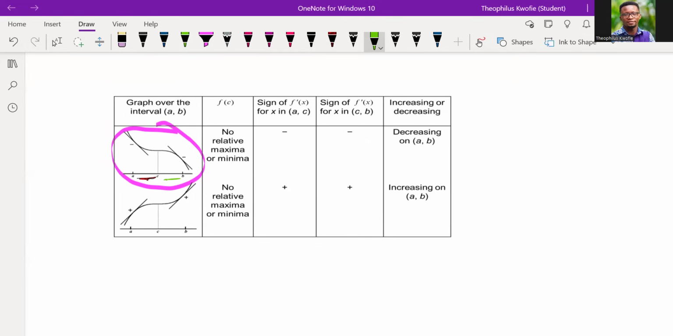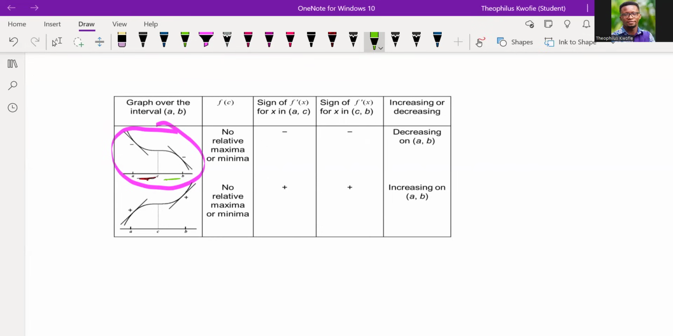That it's decreasing throughout, right? So in that case, we're not going to have neither relative maximum nor minima, right? So I think this is something that I would want us to take note of. It's decreasing throughout. So in that case, we would only have the sign of the slope to be only negative.